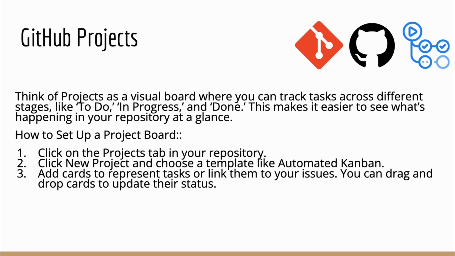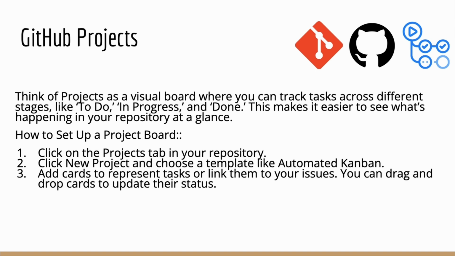Now we also have GitHub Projects. Think of projects as a visual board where you can track tasks across different stages, like to do or in progress or done. There are other tools that also do this available on the market, but what's useful about GitHub Projects is that it is once again integrated into the GitHub UI alongside the repository. And so this makes it easier to see what's happening in your repository at a glance.